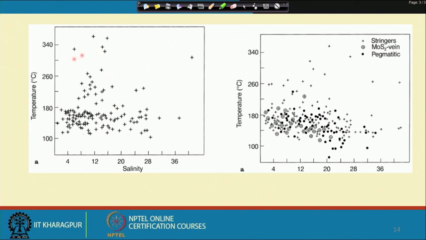So now, in this case, we are plotting the paired salinity temperature data for the entire samples that we studied in this particular deposit. Now this is the salinity temperature diagram. We see that there is a lot of scatter, and we could possibly think of fluid mixing because of low salinity and moderate temperature to very high salinity, moderate temperature, and sometimes the temperature is also high.